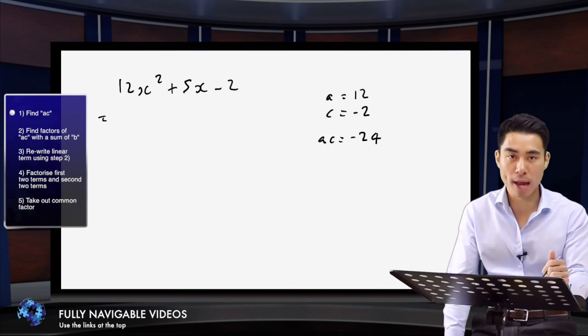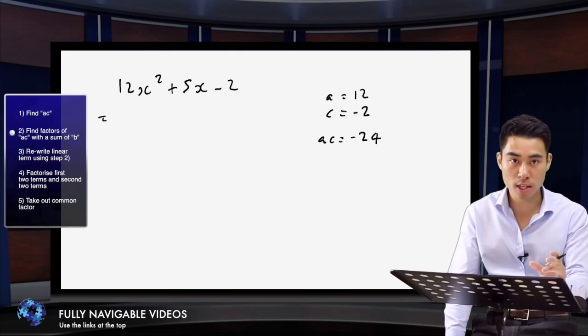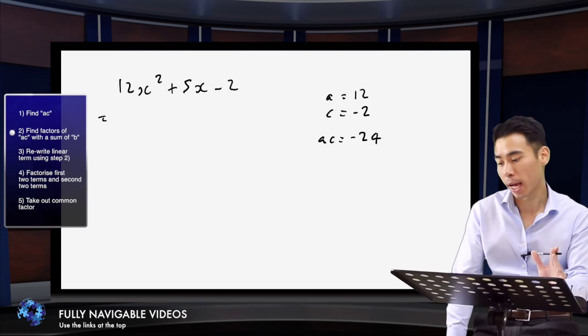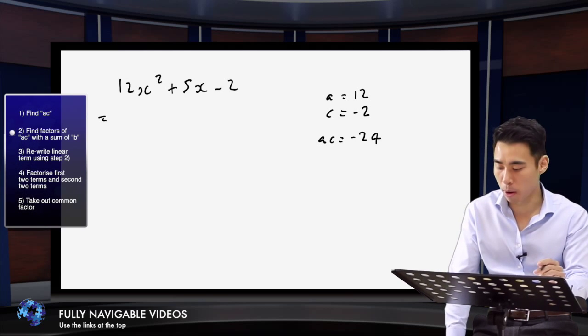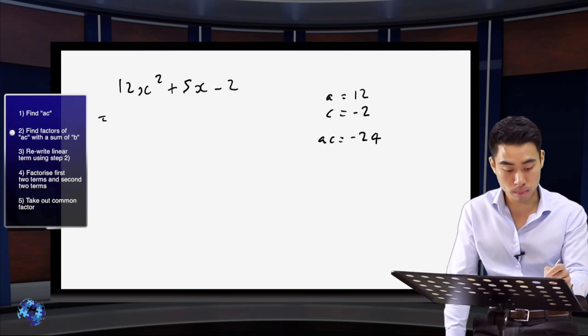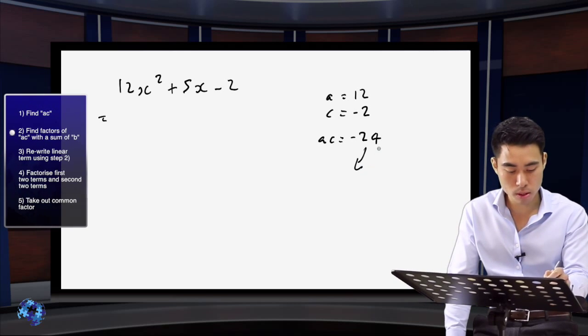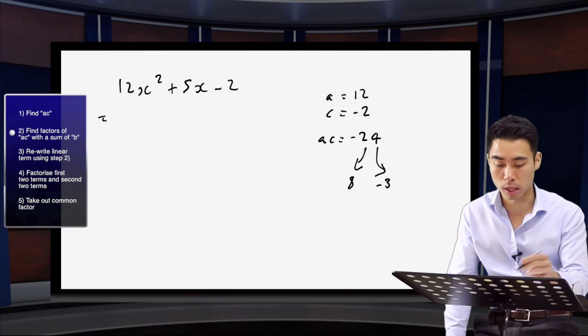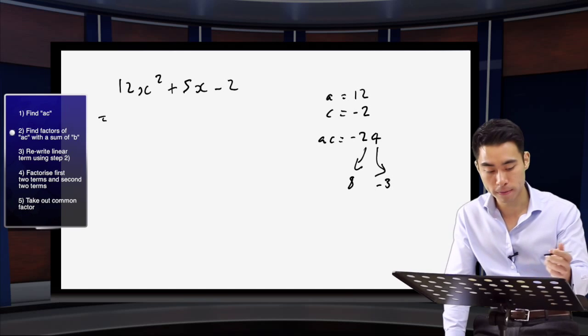Now we've found out AC, we're looking for two numbers multiplied together, which gives me minus 24, our AC, and added together gives me my B. Again, this might take you a little bit of time, maybe a few seconds to work out. I've got it written down in front of me. The two numbers are going to be 8 and minus 3. You multiply those together, they do indeed give you minus 24. Added together, they do indeed give you plus 5.